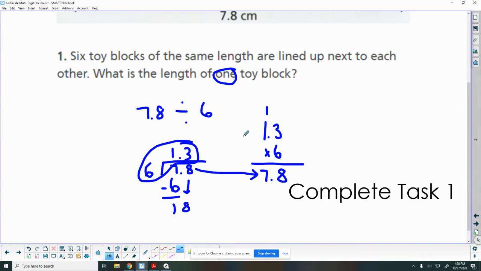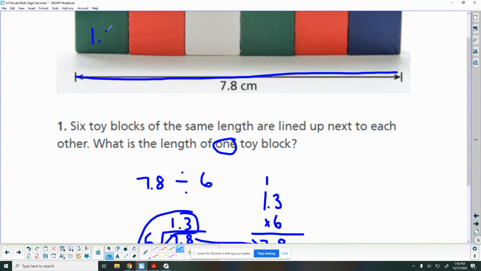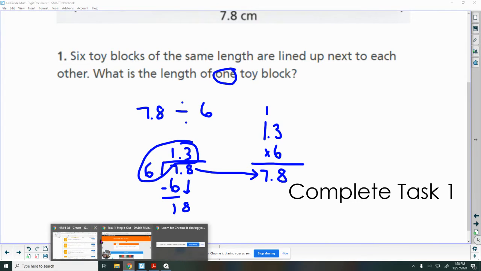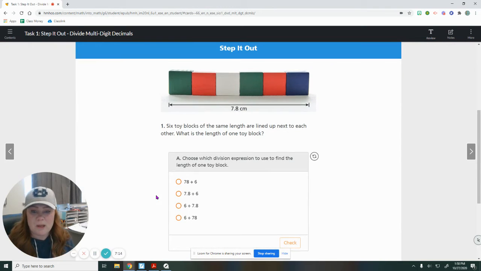So we know that every toy block is 1.3, 1.3, and so on. When I add those all together, I get 7.8. So let's go ahead and complete the questions in task 1.